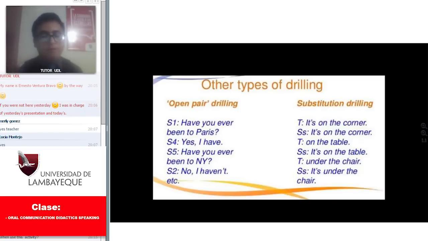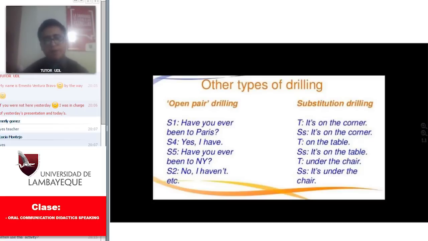On the other hand, we have another kind of drilling that is called substitution drilling. Substitution drilling, students, is when you have a pattern but you need to make only some changes. For example, here, T means teacher, double S student. The teacher is saying, it's on the corner. The students say, it's on the corner. Next, the teacher says, on the table. So something is missing. The students are going to say, it's on the table. Then the teacher will say, under the chair. The students are going to say, it's under the chair. So in this case, they have to substitute something, as you can see in the students' answers.